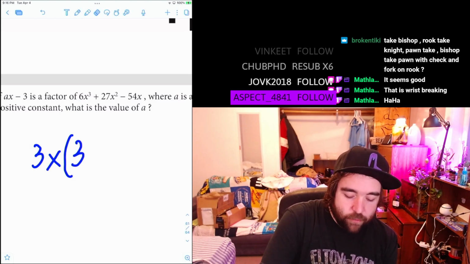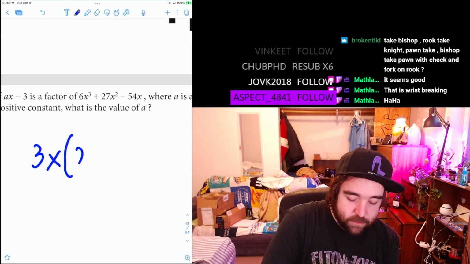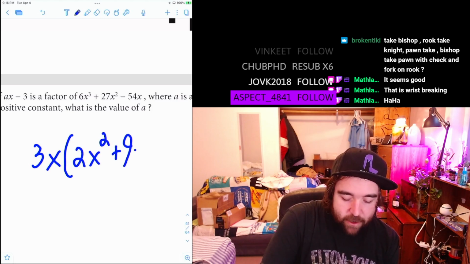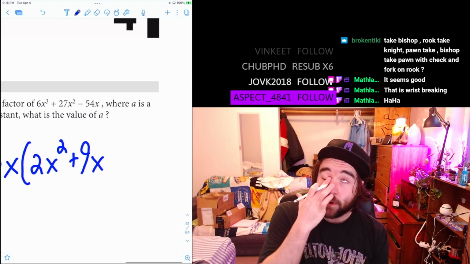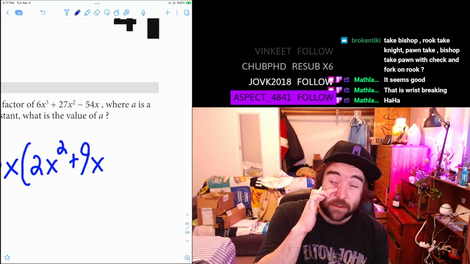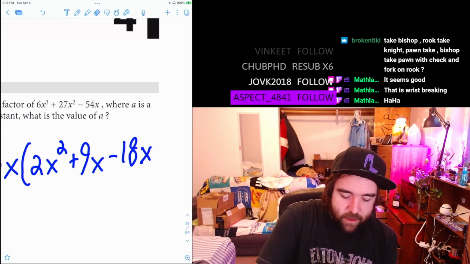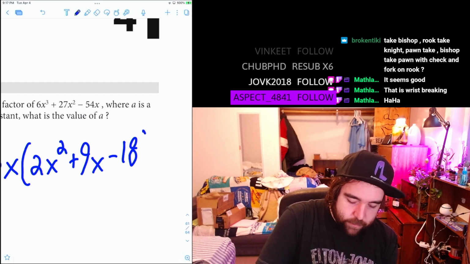So we pulled out a 3. That's not subtraction, that's division. So we're left with a 2x squared. We're left with 9x. 54 over 3 is like 60 over 3 minus 2, so 18. We took away the x, so we're left with this.